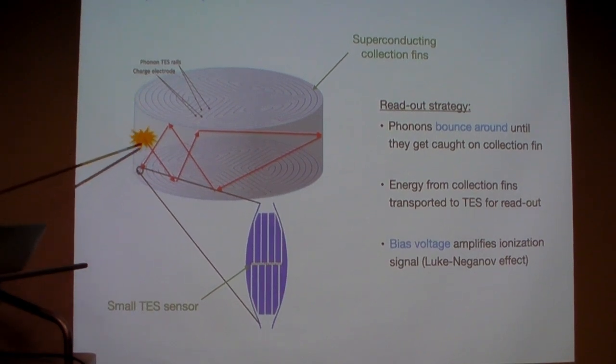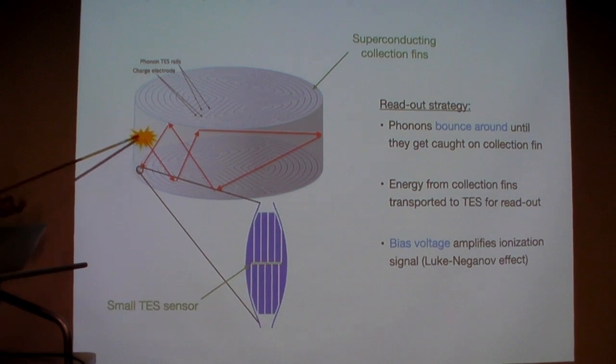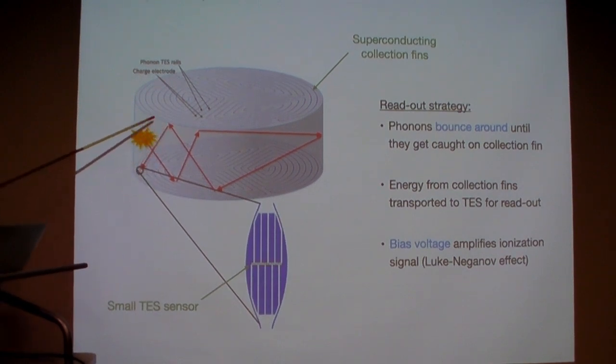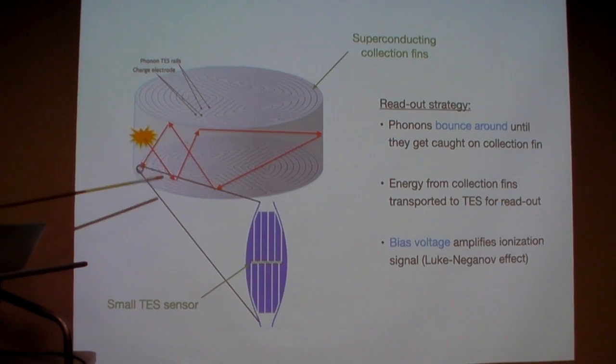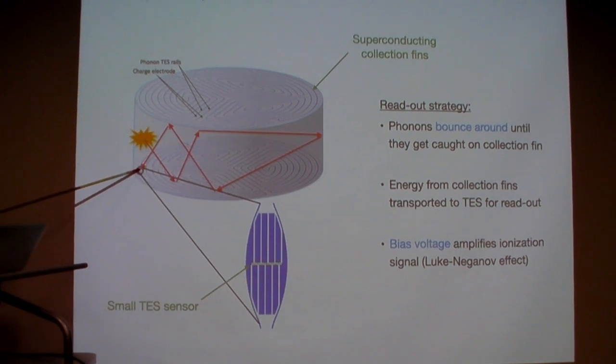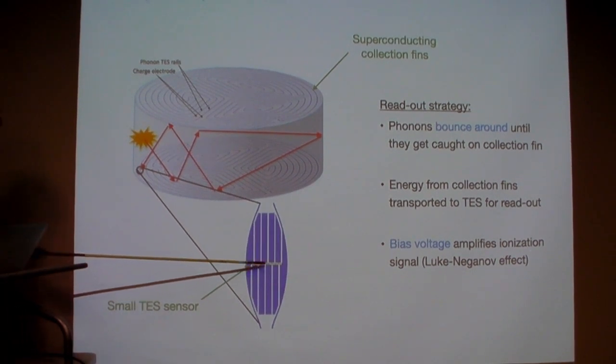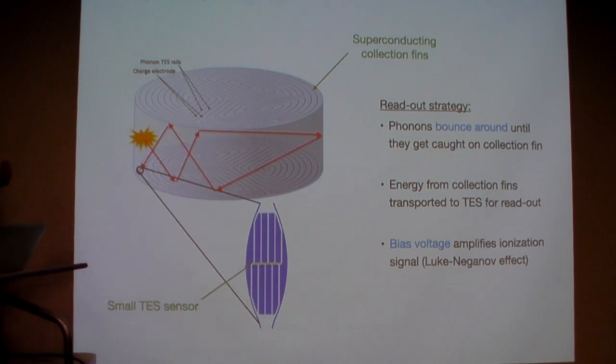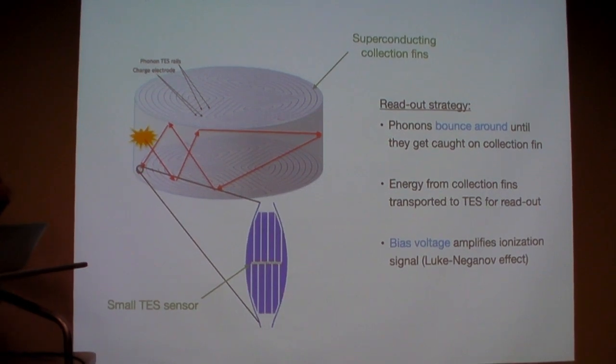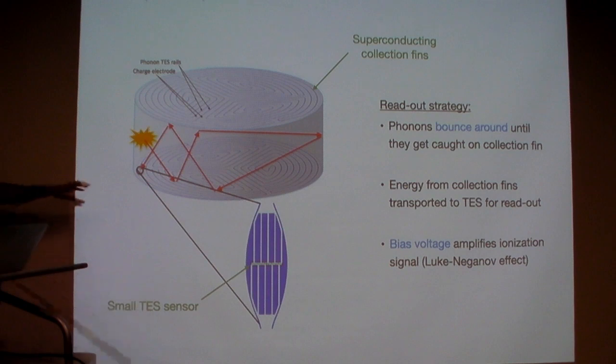The phonons that are made by the dark matter, or whatever nuclear recoil you have, can travel ballistically and bounce around off the walls until they hit one of these superconducting fins. Then they create quasiparticles, so they break up Cooper pairs. That energy is then drifted to a really tiny superconducting film called a transition edge sensor. You're tuning the superconducting film onto its critical temperature, and if it gets a little bit of energy, it goes non-critical, and that's how you measure the amount of energy that this big detector has deposited into phonons.